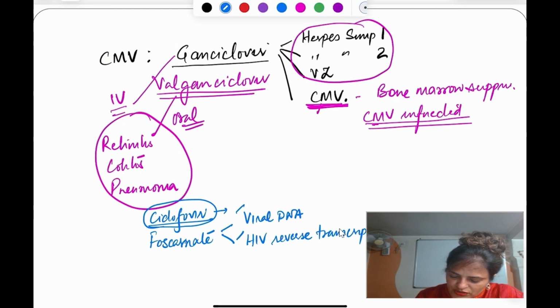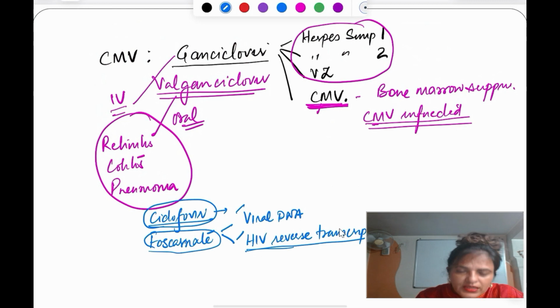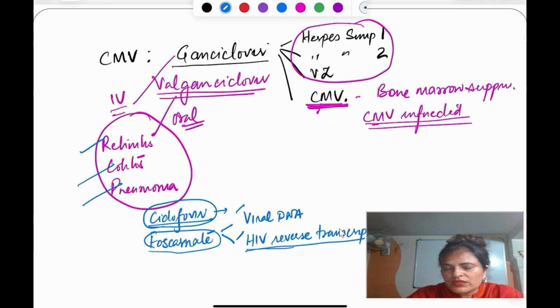And if an HIV patient is infected with cytomegalovirus and we put the patient on foscarnet, it is going to reduce even the HIV titer. So this is used for cytomegalovirus infections with retinitis, colitis, pneumonia. So it is going to show the effect.